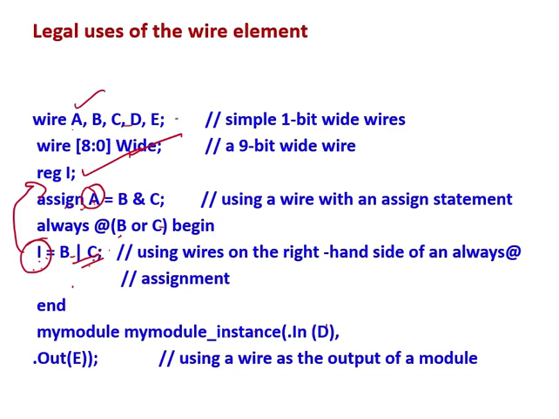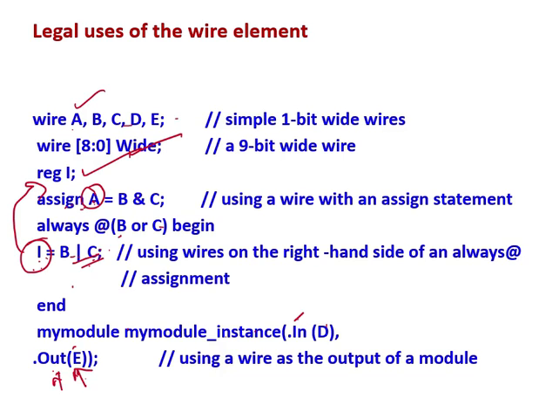And then module instantiation, which we explained. This is the input of the module, and this is the output of the module. So when you are instantiating a module, the output is always connected to a wire.